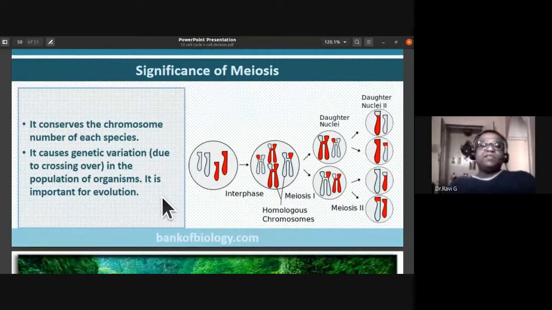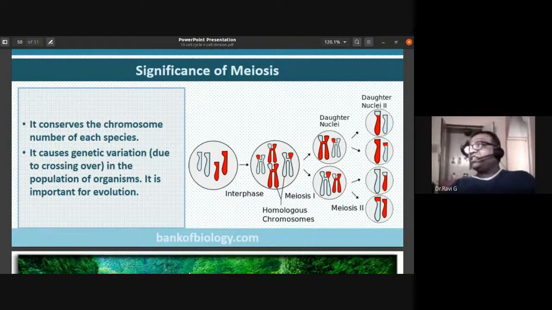Now you should understand the final part of it. What is the significance of meiosis? So meiosis conserves the chromosome number of each species by maintaining a constant ploidy level at fertilization. So meiosis is going to conserve the chromosome number of each species, and it maintains it constant. So meiosis causes genetic variation. There is recombination of genes, isn't it?